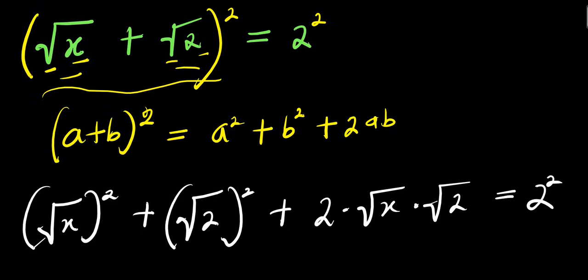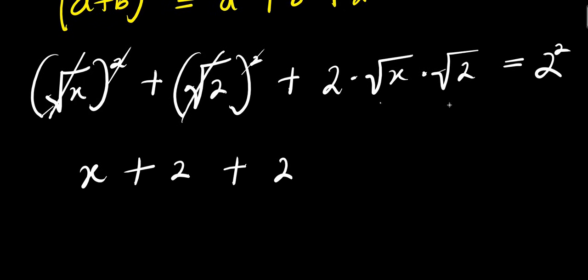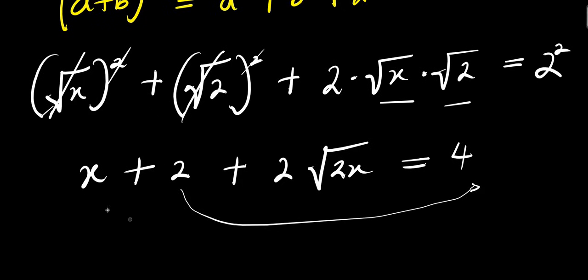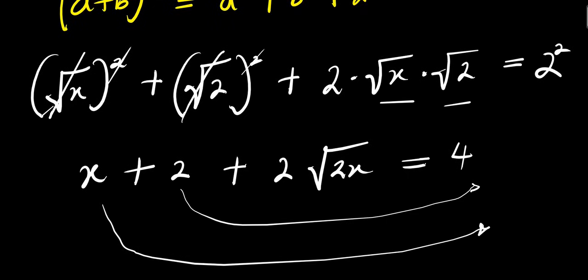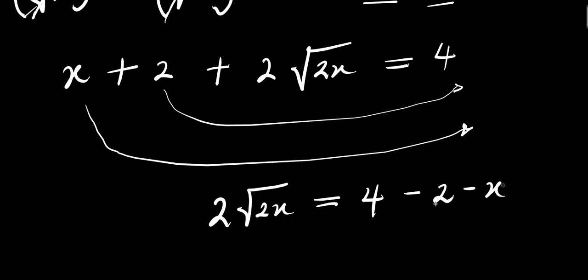So from here, I will simply have this cancel out, this cancel out. So you have x plus 2 plus 2 times square root of x times square root of 2. This is square root of 2x. And this equals 4. So I can move 2 over here. And also I move this x over here. That means I will be left with 2 times root 2x equals 4 minus 2 minus x.